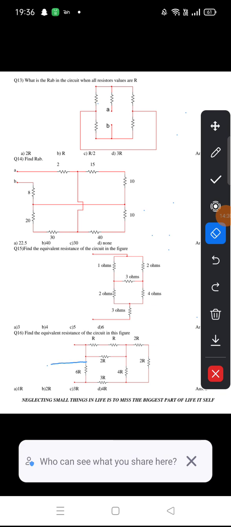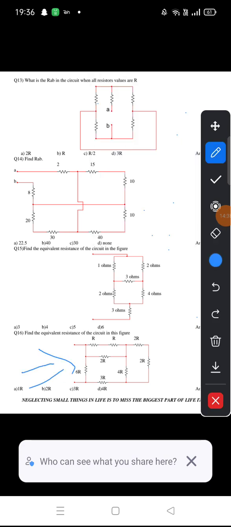See here, find the equivalent resistance between these two terminals. Here I need to calculate the equivalent resistance across these two terminals. First, clearly observe this problem. Here 2R and 2R are connected in series, so the resultant value is 4R. Next, R and R are connected in series, resultant value is 2R. This 2R is in parallel with this 2R.